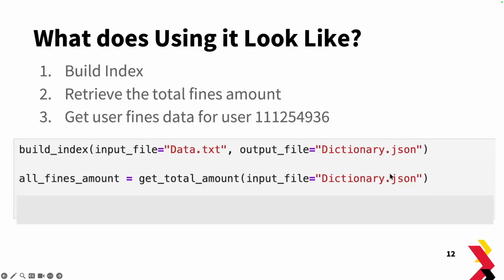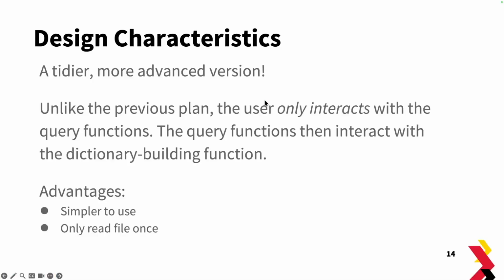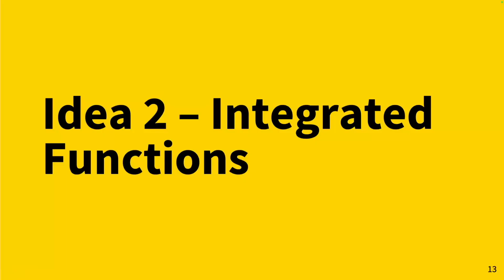We then have get user finds data, which needs two arguments. We again have the input file here, which is dictionary.json because we need that data, but then we also have the user ID here, okay? And as a note, I should have included UID equals here or removed this argument here. You actually can't have a positional argument after this. So my apologies for that, folks. So that's our first idea, all right?